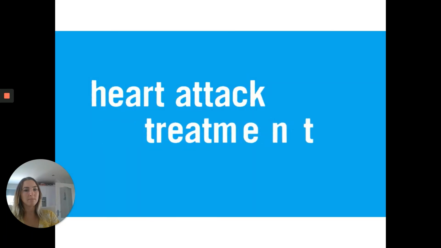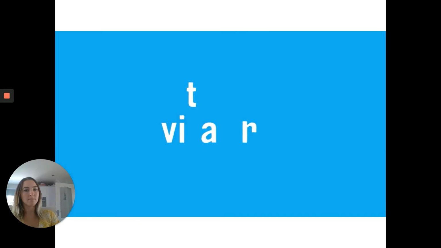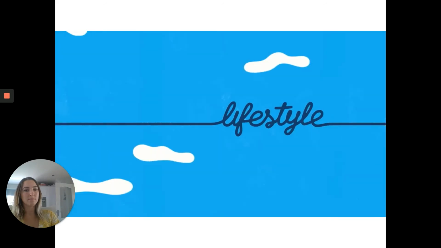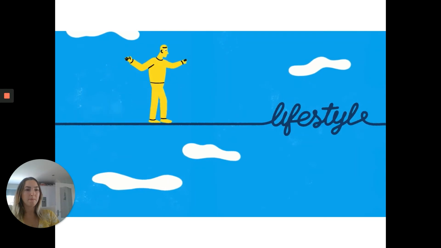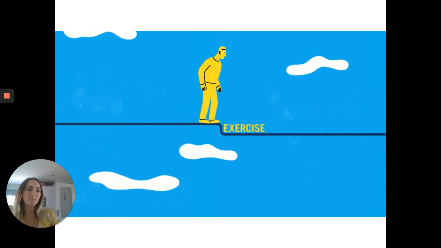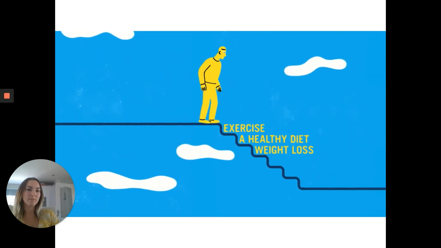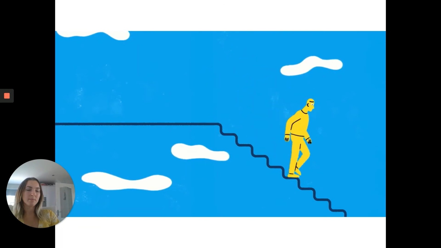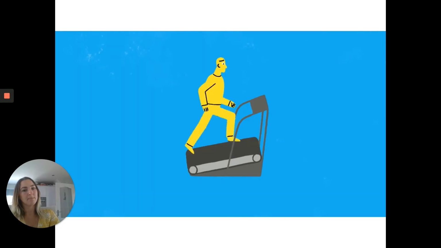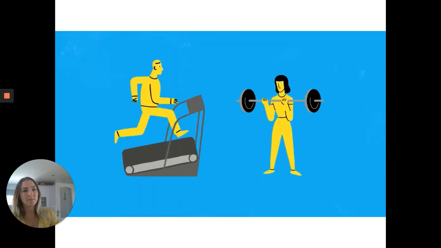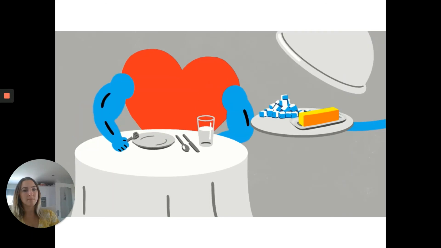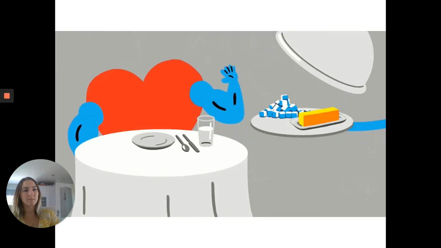Heart attack treatment is advancing, but prevention is vital. Genetics and lifestyle factors both affect your risk, and the good news is that you can change your lifestyle. Exercise, a healthy diet, and weight loss all lower the risk of heart attacks, whether you've had one before or not. Doctors recommend exercising a few times a week, doing both aerobic activity and strength training. A heart-healthy diet is low in sugar and saturated fats, which are both linked to heart disease.